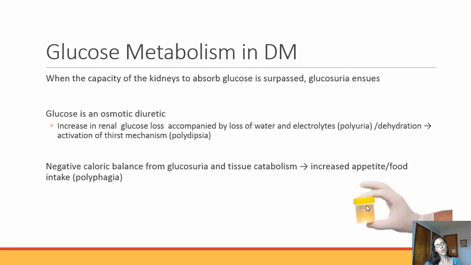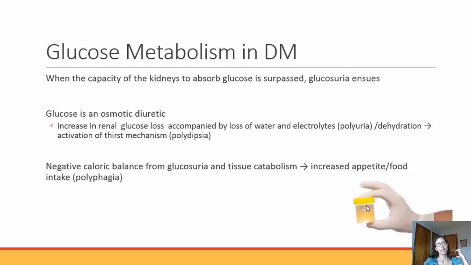Okay, so also the fact that we have hyperglycemia doesn't only impact our liver and our skeletal muscles, it also impacts our kidneys. Because when our blood glucose level gets so high, it surpasses our kidneys' capacity to absorb the glucose, and therefore the glucose is going to go into our urine, and that's what we call glucosuria, and that's a classic symptom of hyperglycemia. We also know that glucose is a diuretic because of the osmotic gradient.